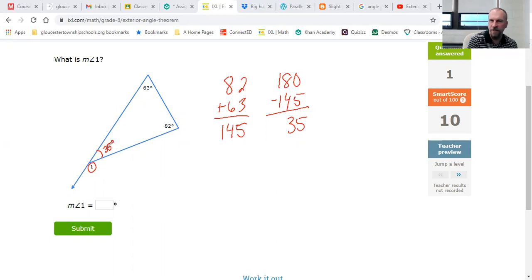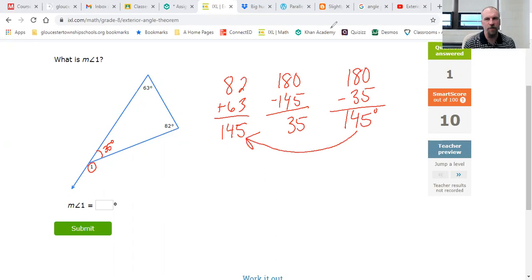And now this interior angle here that I just found and this exterior angle, this angle 1, make a straight angle. They're supplementary. They form a 180. So 180 minus the 35 that I found on the inside gives me 145 degrees. Not a coincidence. This is not a coincidence. Let me fill it in, and then we'll talk about it.